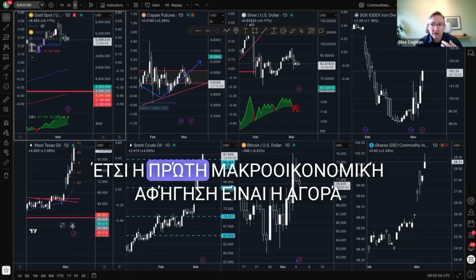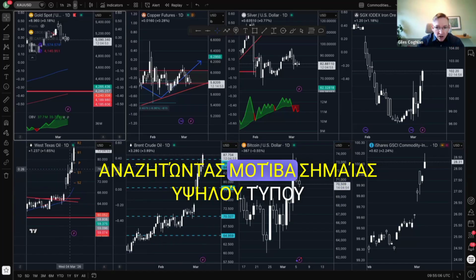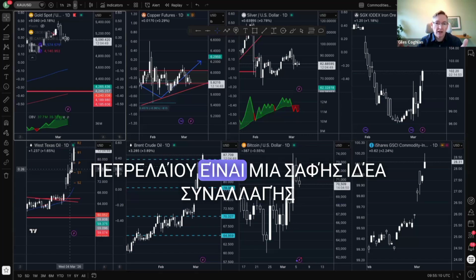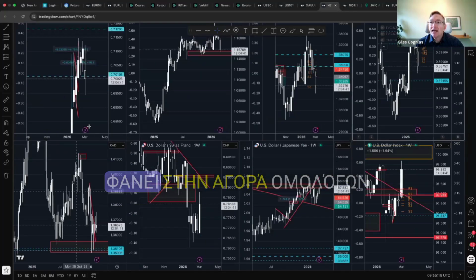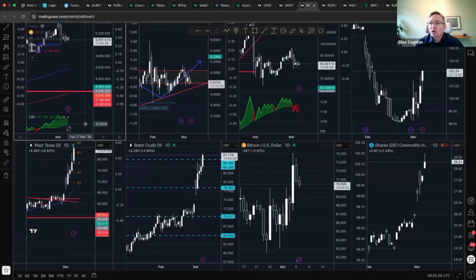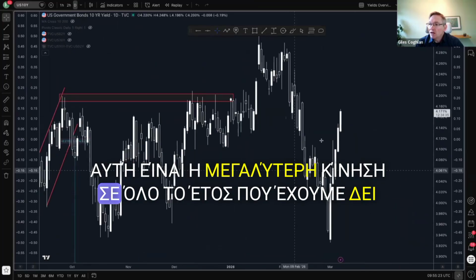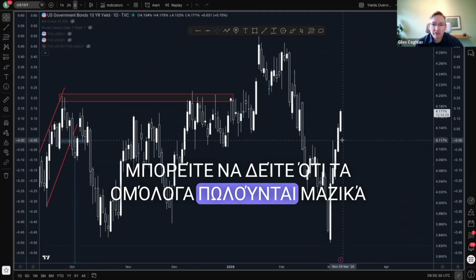So the first macro narrative is buying oil on dips and on breakouts, looking for high tight flag patterns, looking for breakout continuations. The oil market is a clear trade idea. The macro impact of high oil prices has been seen in the bond market. Now, if you look at the bond market, this is the largest move in a week that we've seen in a whole year. You can see that bonds are selling off.